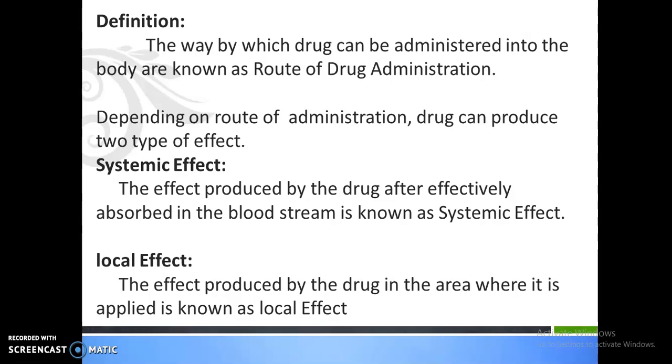First is systemic and second is local. In systemic, the effect produced by the drug after it is effectively absorbed into the bloodstream is known as the systemic effect. It means only a drug that is absorbed into the bloodstream and shows its effect is a systemic effect. And second is local. Local means the area where the drug is applied on a part of the body is called the local effect.